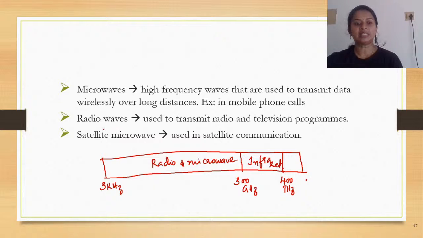Now, when you consider radio waves, they are used to transmit radio and television programs. When you're talking about satellite microwave, they are used in satellite communication, if you're using satellite phones or maybe the satellite broadcast for films or something like that. In all these cases, you use satellite communication, and here is where you use the satellite microwave. So these are the things with respect to wireless communication.